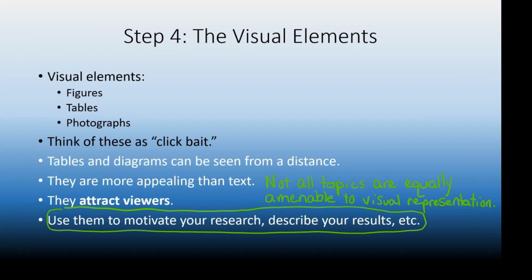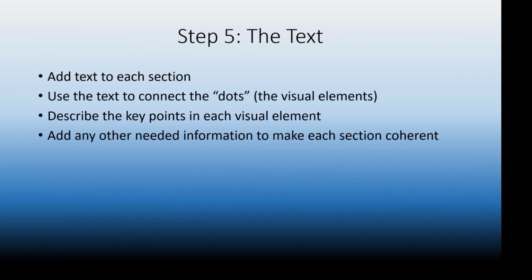Step 5 is to add the text to each section. That is the whole sentences and paragraphs. Each section should have some text, but not too much. The text will help you connect the dots represented by the visual elements. The text will describe key points regarding each visual element. It will also tie everything together and turn the whole poster into a coherent story.